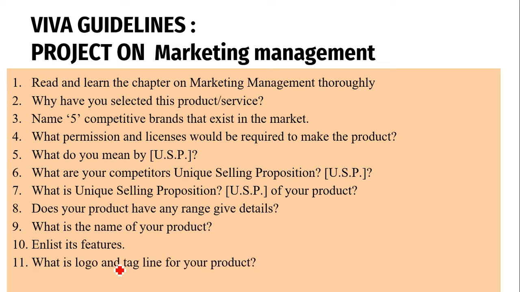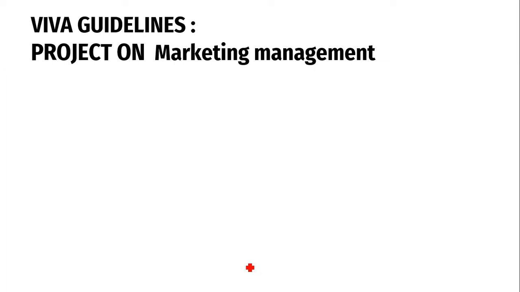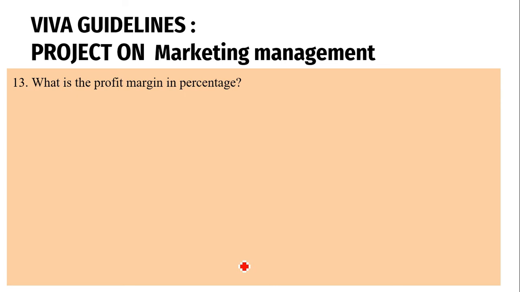Then what is the logo that you have designed, and what is the tagline for your product? It is very much there in your file, and you should know this also. Examiner can ask you what is unique about your logo, how you have designed it, what is the tagline of your product or a service. Then what is the selling price of your competitor product, and in fact what is the price of your product? Is it more than the competitor, less than the competitor? Then what are your profit margins, and how will your product be packed?